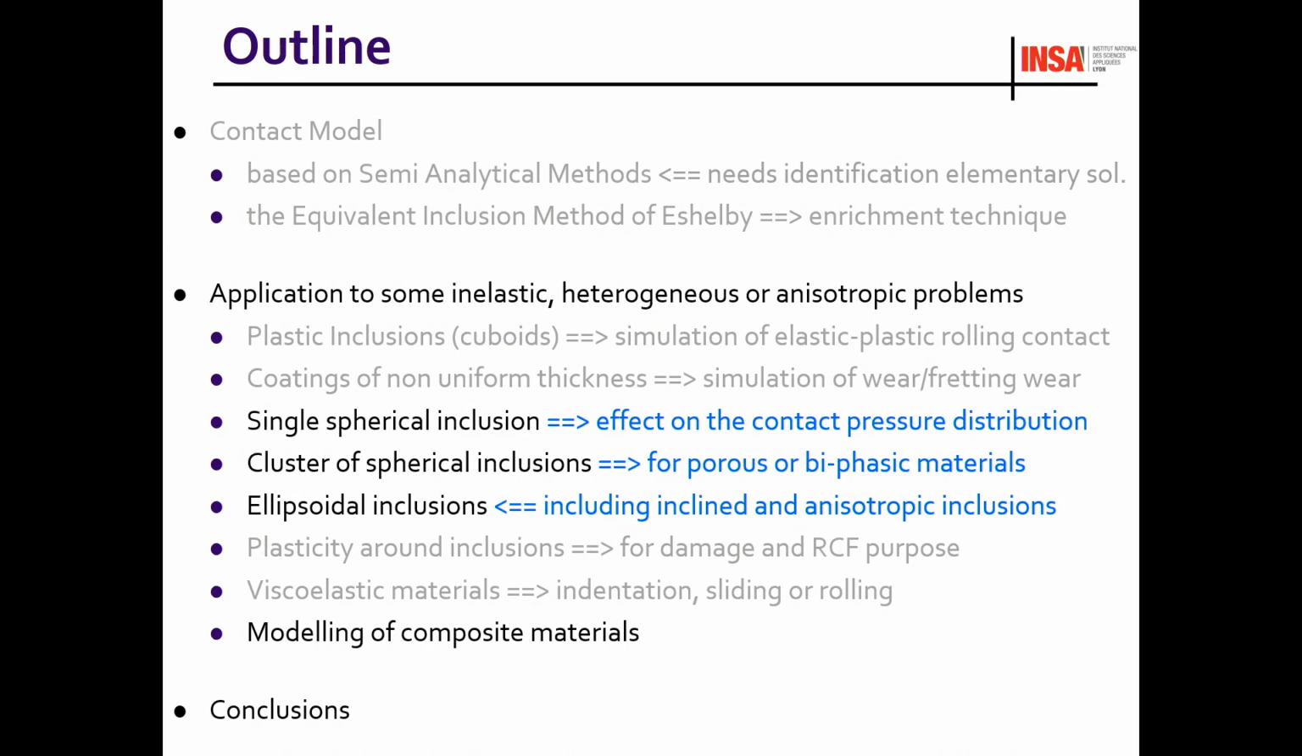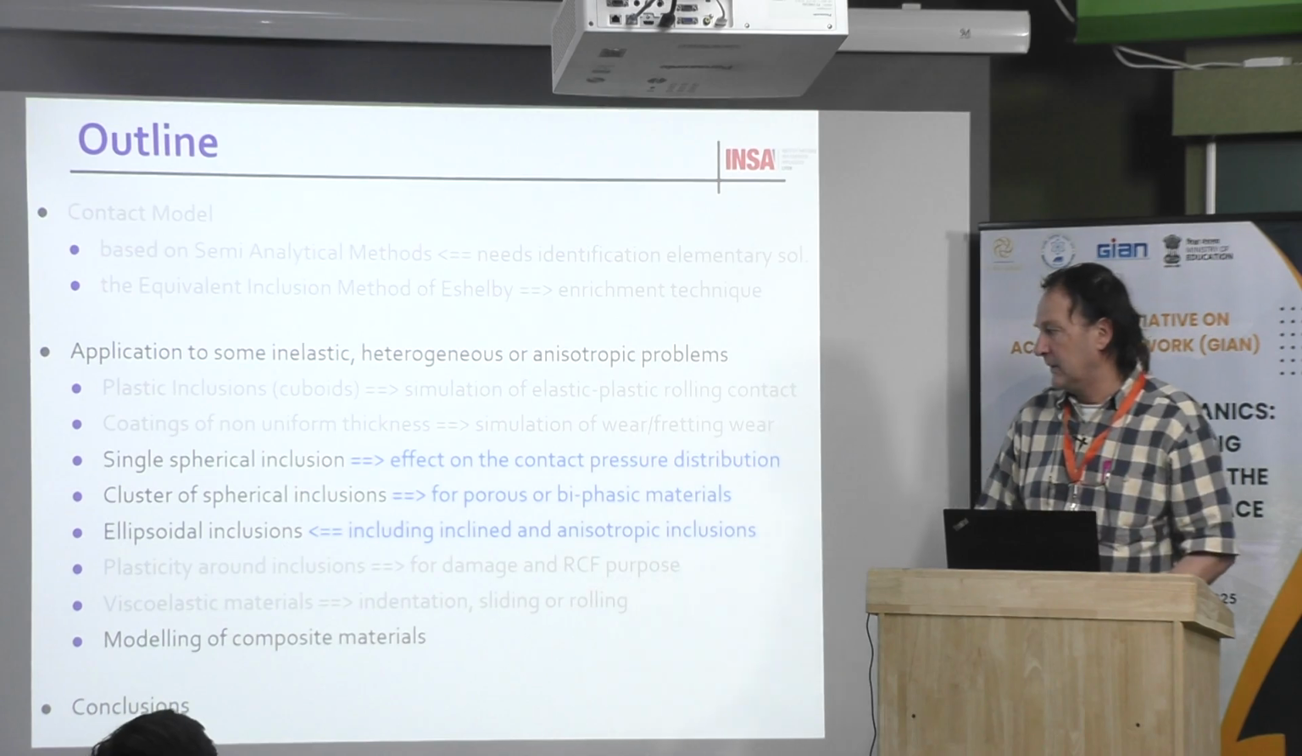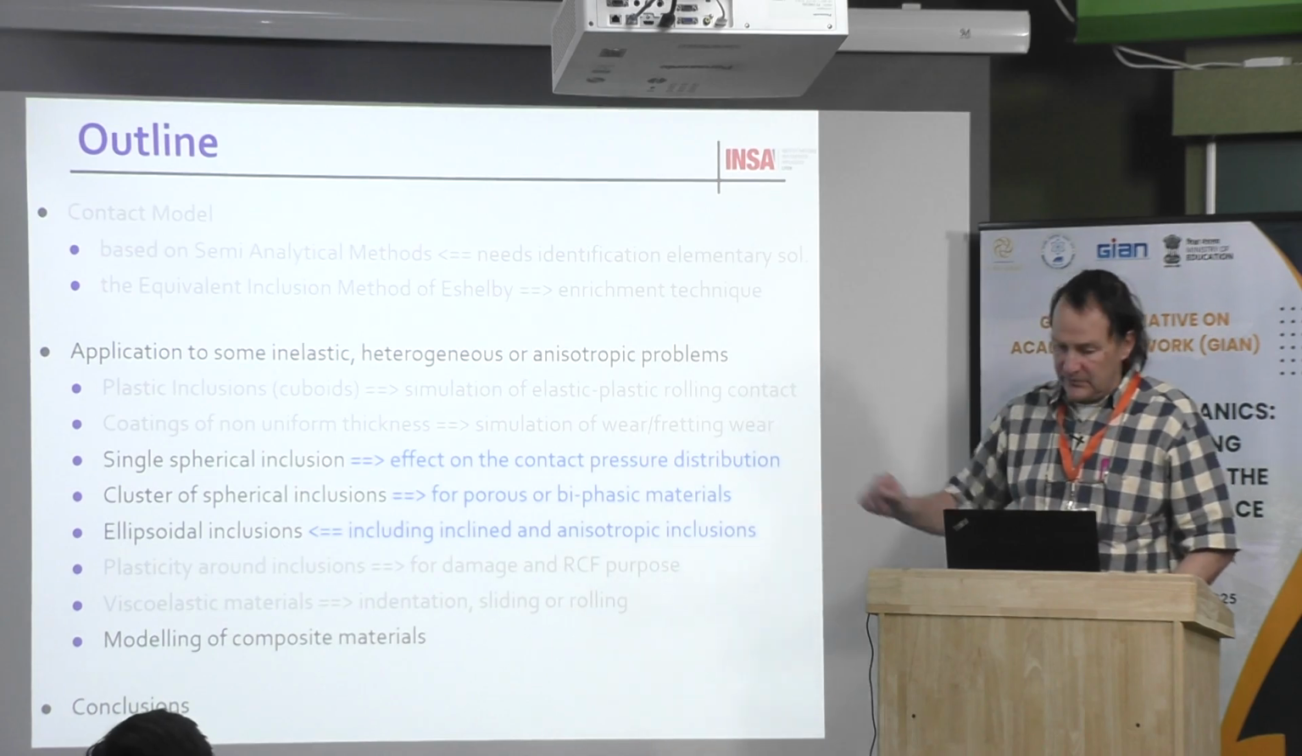Okay, I will speak first about the effect of a spherical inclusion, with a few very simple images that you can keep in mind. Then what happens when you have a cluster of inclusions, not only one but many inclusions. And after that I will speak about ellipsoidal inclusions, because you can make a spherical one or you can elongate it in different directions. And the application is for composite material.